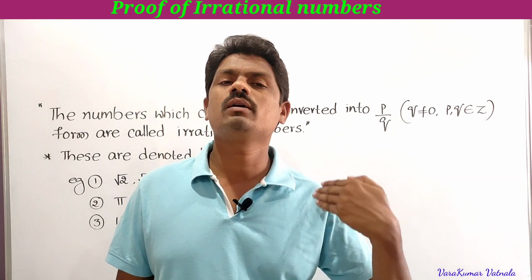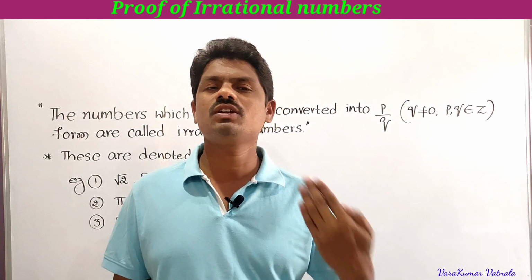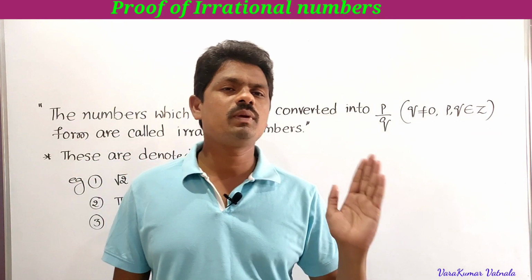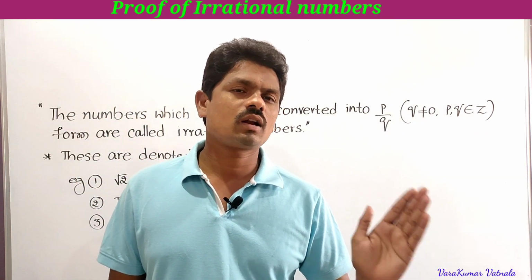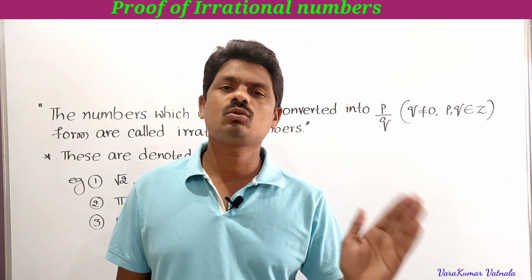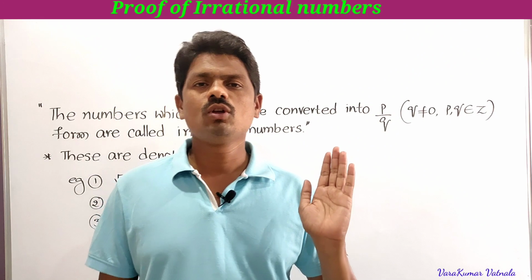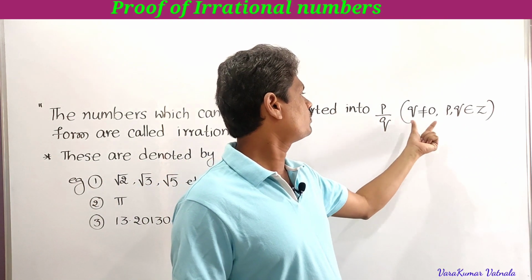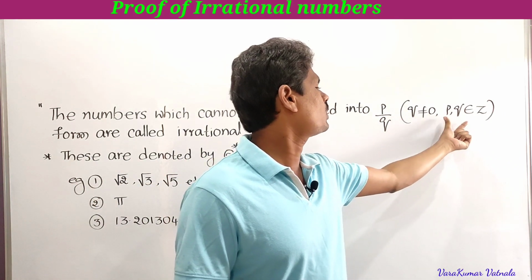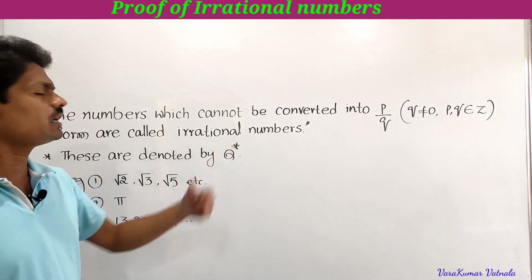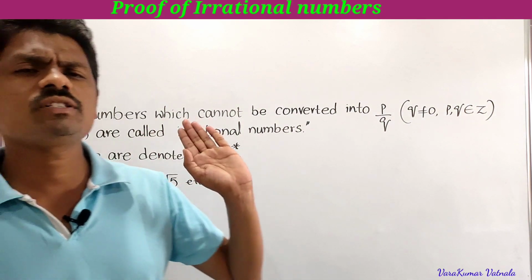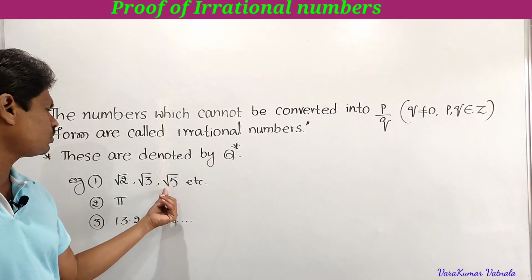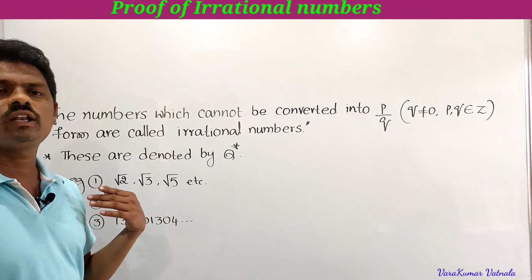Before that we have to learn about the definition. We have to just recall the definition of irrational numbers. What are the irrational numbers? The numbers which cannot be converted into p by q form are called irrational numbers, where p, q are integers and q is not equal to 0. Irrational numbers are denoted by Q star or Q prime. Examples: root 2, root 3, root 5, etc. And pi is also an irrational number.